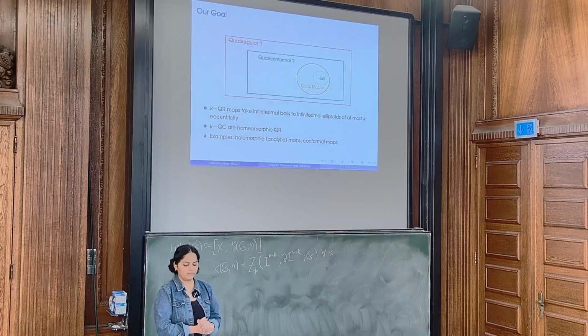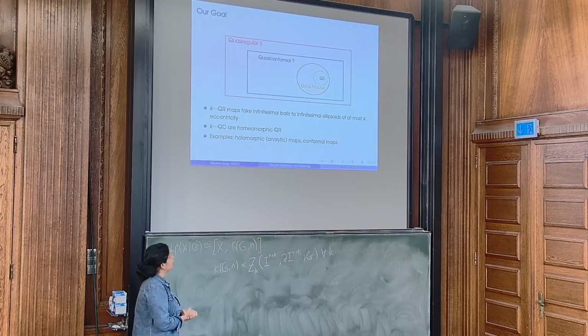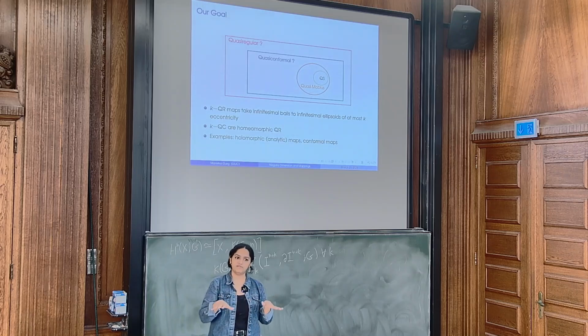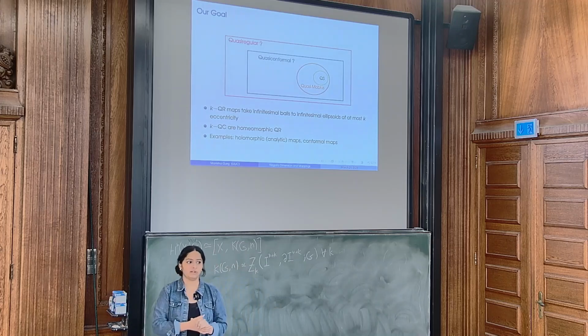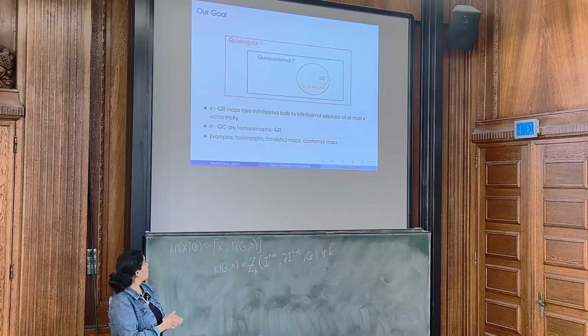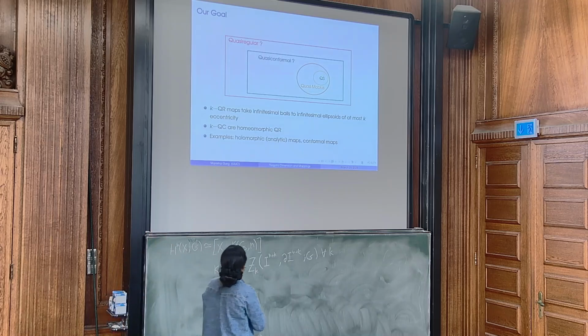And quasi-conformal maps are nothing but quasi-regular maps which are homeomorphisms. A few examples of such maps are, in the plane, holomorphic maps are quasi-regular maps, and conformal maps, which are also homeomorphisms, are quasi-conformal maps. Every quasi-conformal map is a quasi-regular map, and thus conformal maps are also quasi-regular maps.